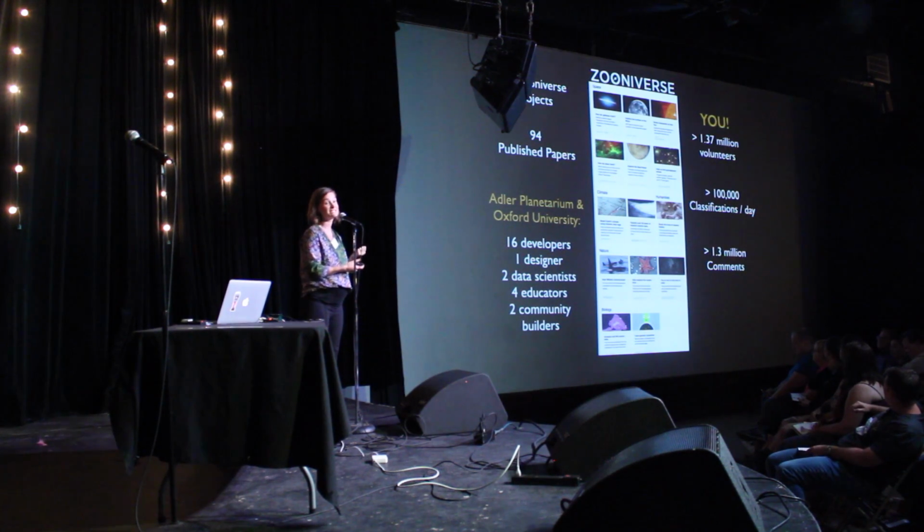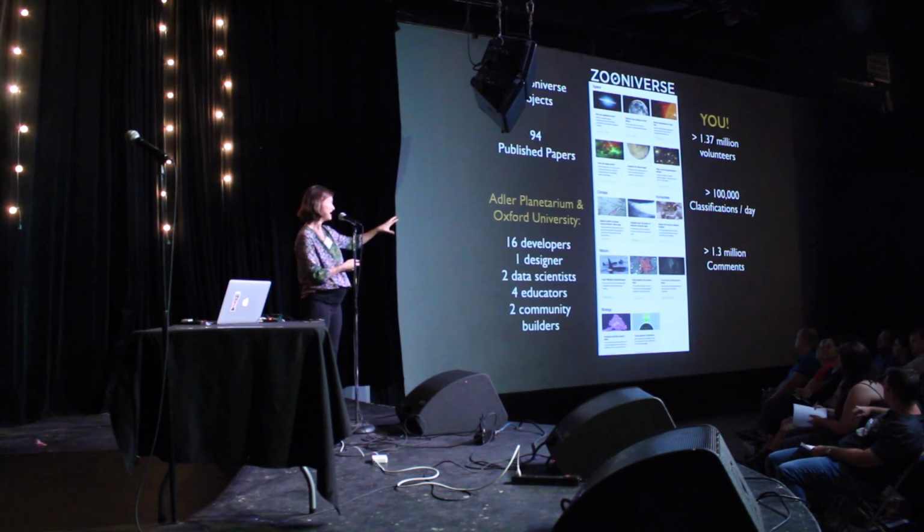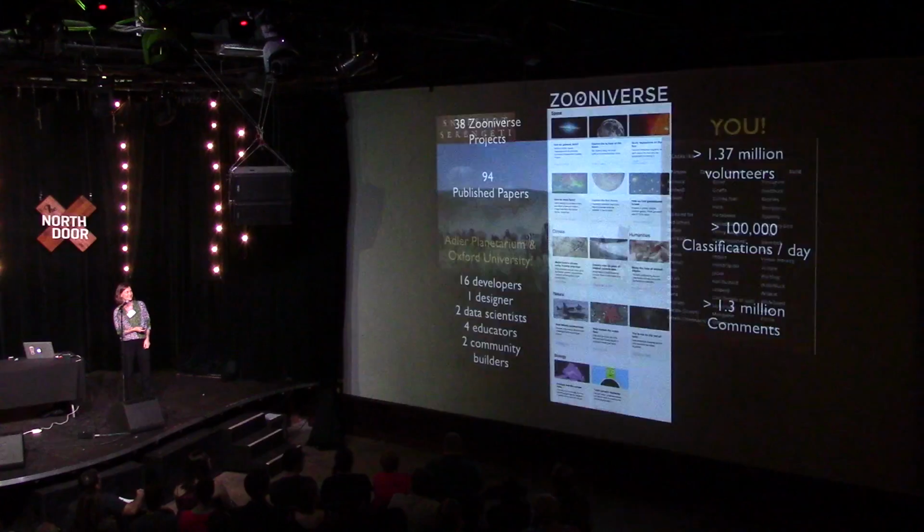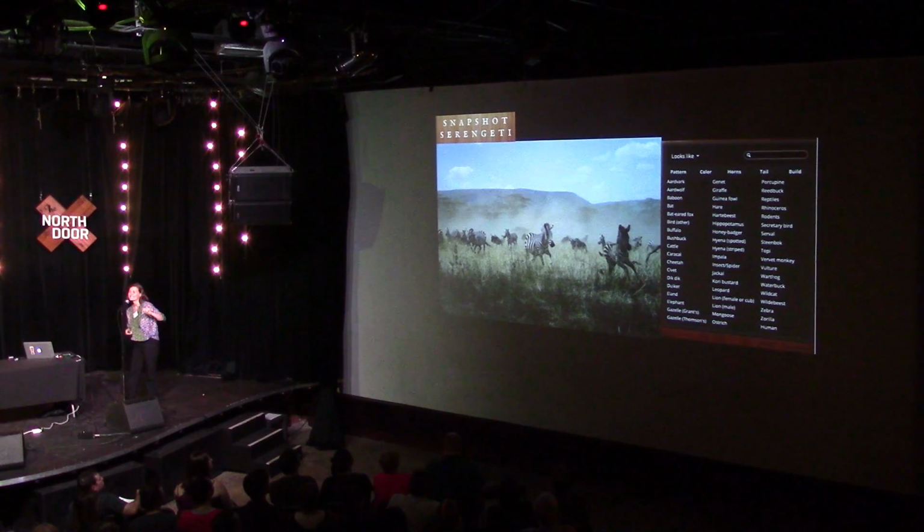1.37 million volunteers around the world have contributed to making these Zooniverse projects happen. We're now at an average of about 100,000 classifications a day. And there's a whole discussion forum aspect to the projects where a lot of the really interesting serendipitous discoveries occur, through comments, sort of a Facebook for Zooniverse. So in the next few slides, I thought I'd showcase a few favorite projects that probably came up at the start.